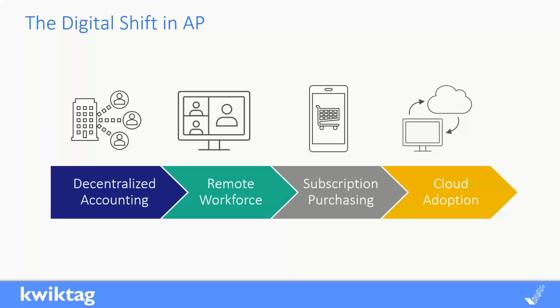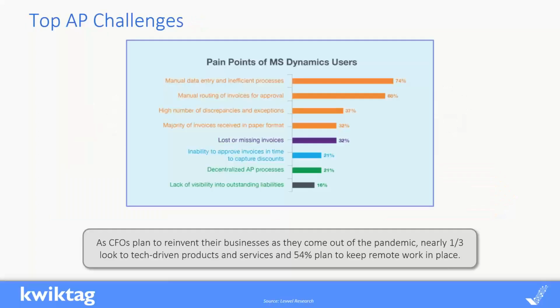So what we're going to show you today is going to be a cloud solution, but we have many that are available for on-prem if that's where your organization is. But a lot of the cloud conversation is starting to happen. So those things are leading to a shift in AP.